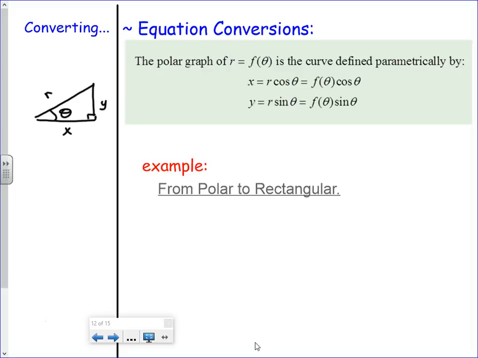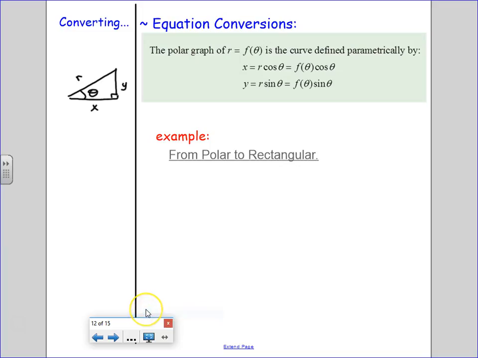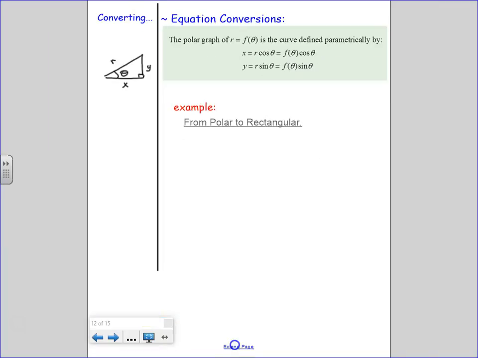Okay, what if we were to do something like r equals 2 minus 2 cosine theta? Now think, we have a right triangle. Don't limit yourself to these formulas, in the sense of r squared equals x squared plus y squared, x equals r cosine theta, y equals r sine theta, theta equals tangent inverse of y over x. Just think right triangle. I need to get out of r's and thetas and into x's and y's. But how?